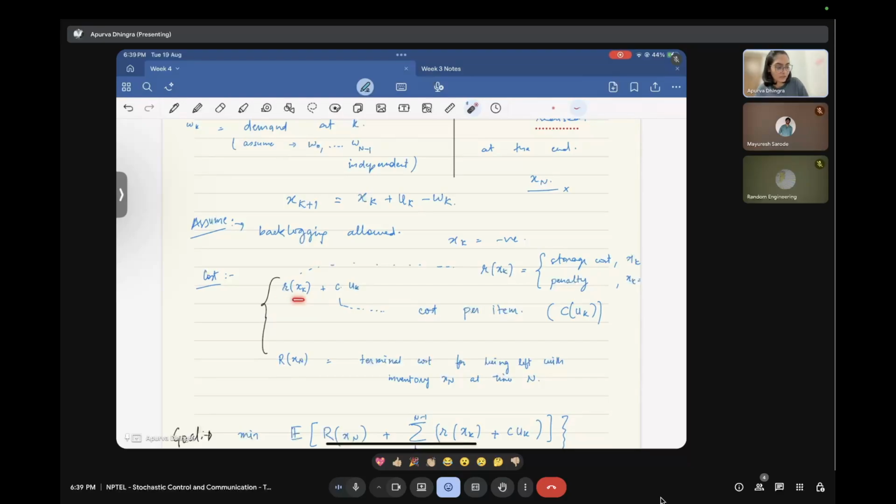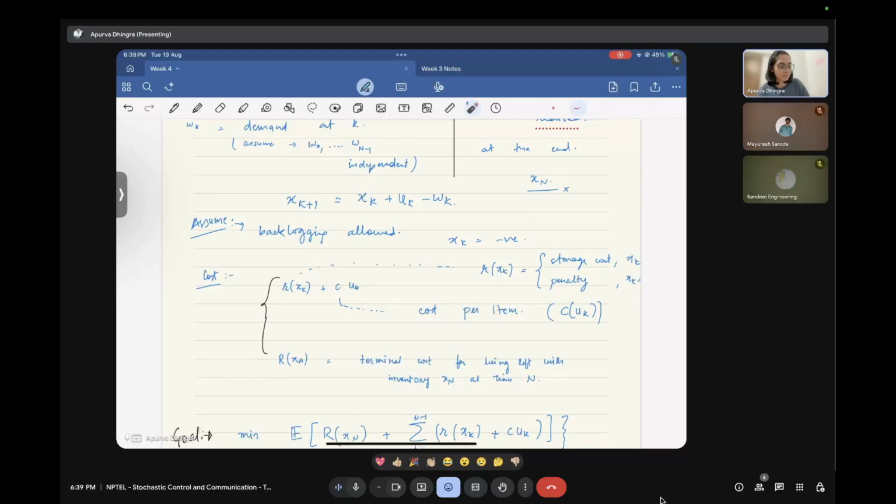This R function can either just depend on xk, or it can depend on xk, uk, wk, all of these things. In general, it can depend on all of them. Here we've taken it to not be dependent on all of that. Both of those are equally okay.